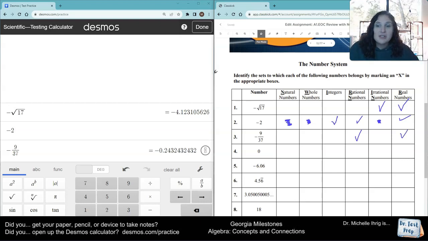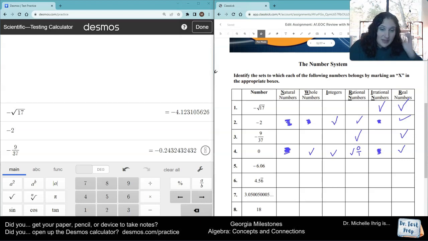All right, let's look at the number 0. The number 0, do babies start with 0, 1, 2? Nope. They start with 1, 2, 3. So 0 is not a natural number, but it is a whole number. It is also an integer. It is also a rational number, technically 0 over 1. It's not irrational, but it is real.